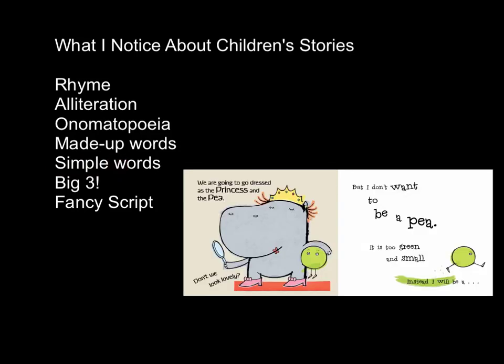And don't forget, you can do the big three. 3 wolves, 3 pigs. You can repeat things 3 times. Children's stories often have things in threes. So words, characters, anything like that can be in 3. You can also do fancy script, where maybe the first letter of the sentence is a very fancy letter and it's got all sorts of drawings inside it. That's pretty common.